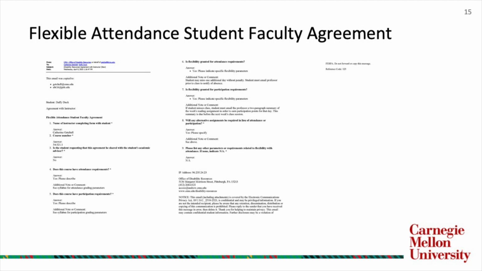This is an example of the flexible attendance student-faculty agreement. And again, this is completed on the student side in consultation with you. This is showing you how you're going to put in some information about what the attendance requirements are. And it's fine to say see syllabus, as long as the syllabus specifies what the attendance requirements are for the class. And then go into a little more detail on what, if any, flexibility is available regarding that attendance policy.